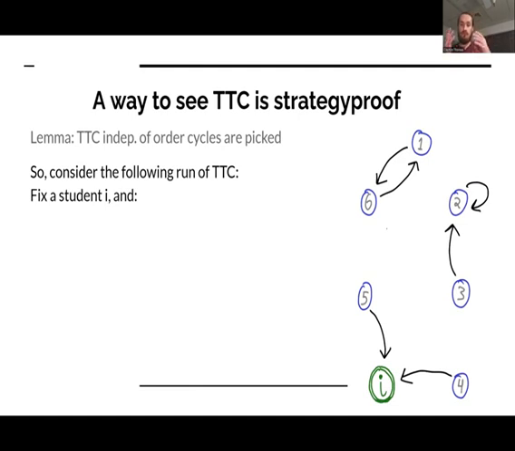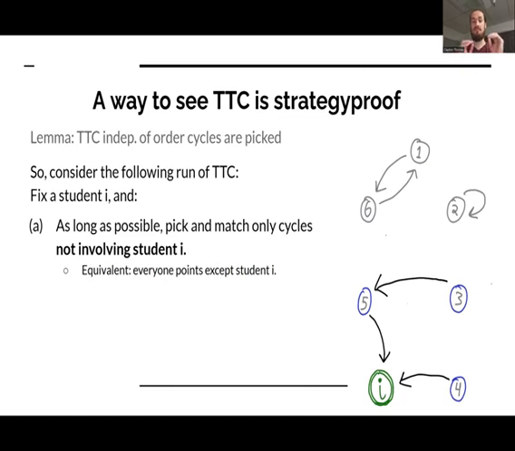So here is one method of seeing that TTC is strategy proof, given this lemma that it doesn't matter the order we pick cycles. So fix my favorite student i, and consider the following run of TTC. First, as long as possible, match only cycles that don't involve student i. Equivalently, I can think of i as not pointing, but other people point to i, and we only match cycles that don't involve i.